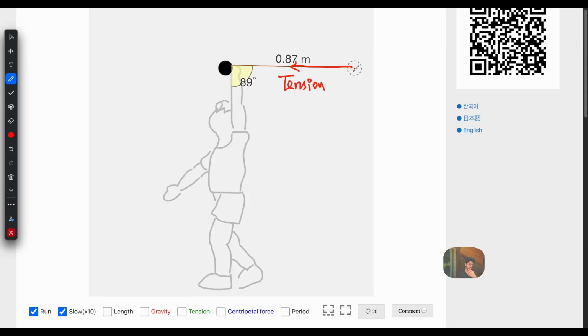The motion direction is into the screen, by the way. The motion is into the screen at this point, and the tension force is this one. It is always 90 degrees to the motion direction. This tension force is acting towards the center of rotation of the object. We call it a centripetal force.